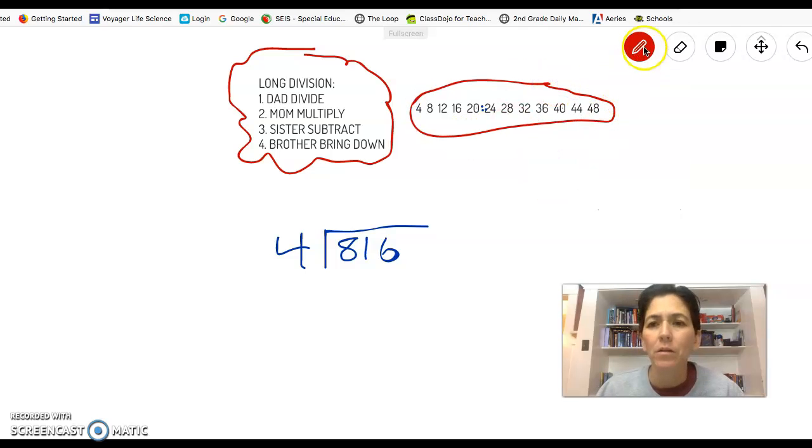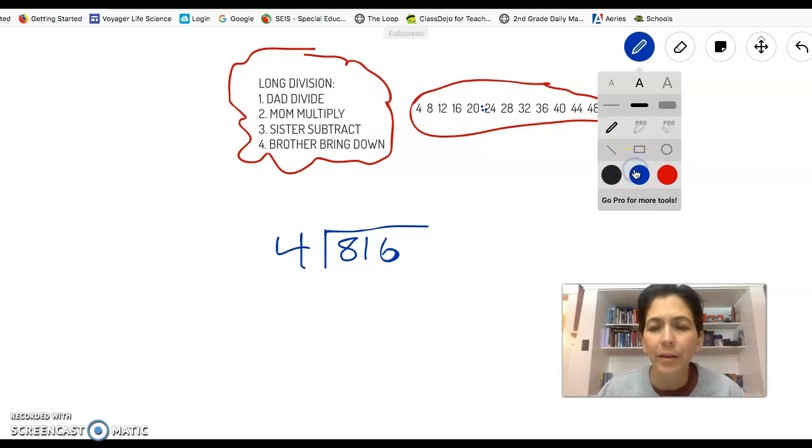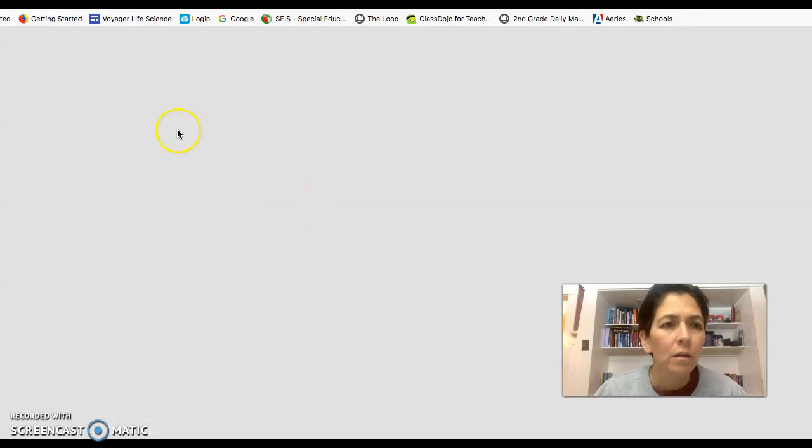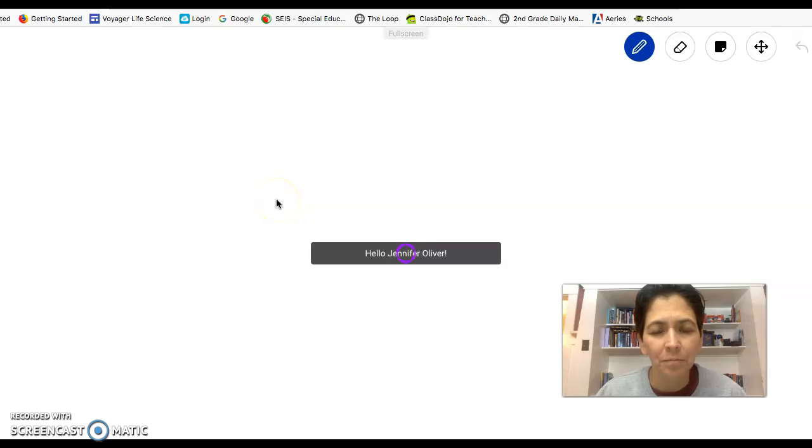Back to the problem. Can 4 go into 8? Absolutely. How many times does 4 go into 8? 1, 2. It goes in 2 times. I'm dad dividing: 4 goes into 8 2 times. Now, step 2, I'm going to mom multiply. See, I started singing and my screen went wonky on me. Sorry about that.